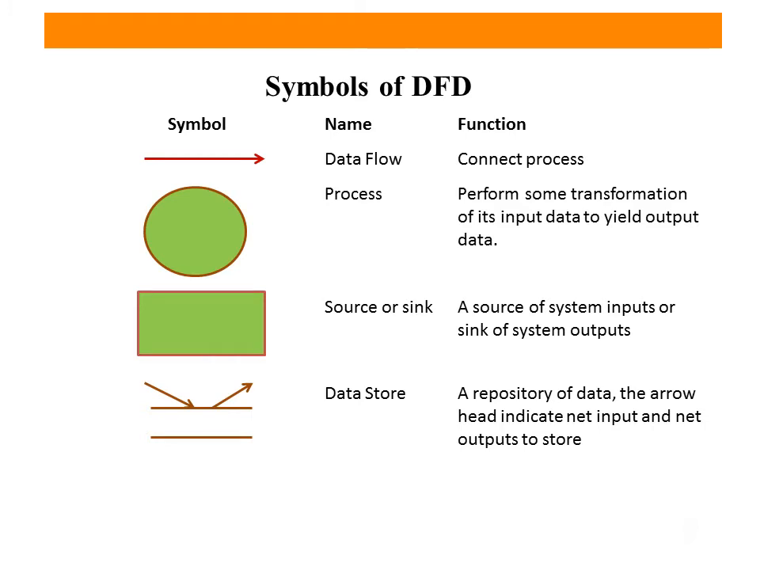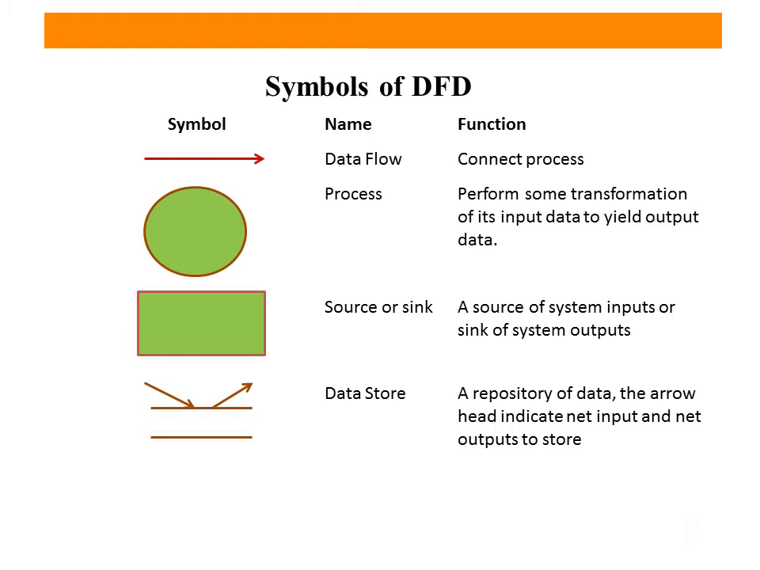This is the name of the symbol, a source of system inputs or sink of system inputs. After that, some authors say that there are two parallel lines, and on the upper side of the first line there are two arrows. So this is a symbol of a data store or database.